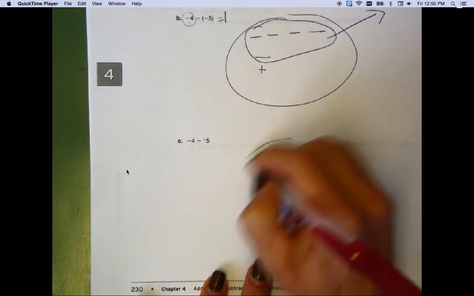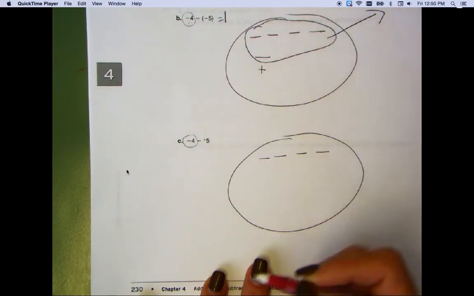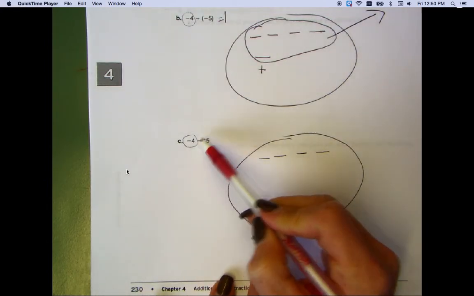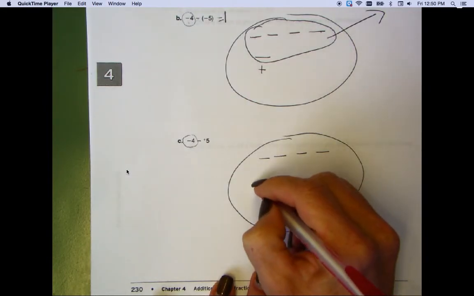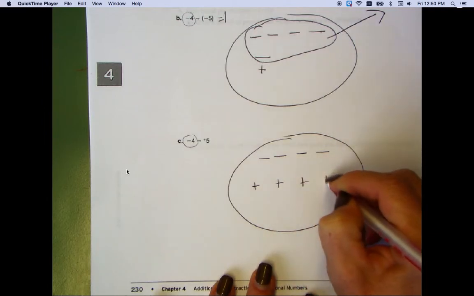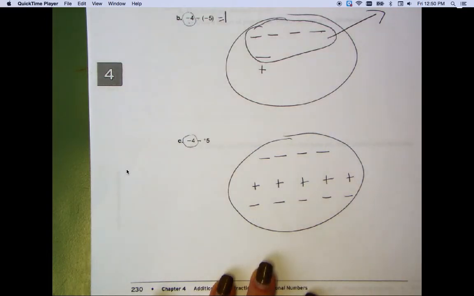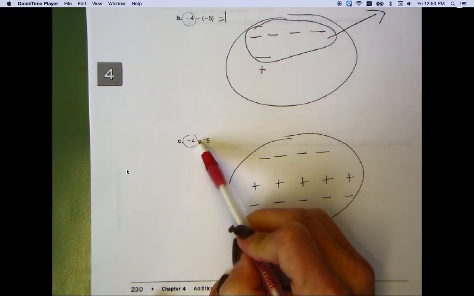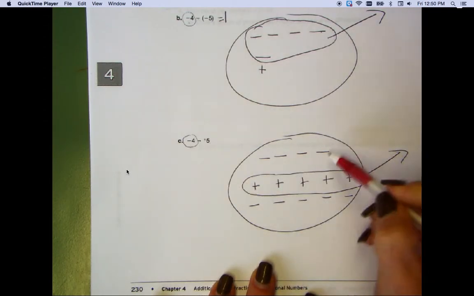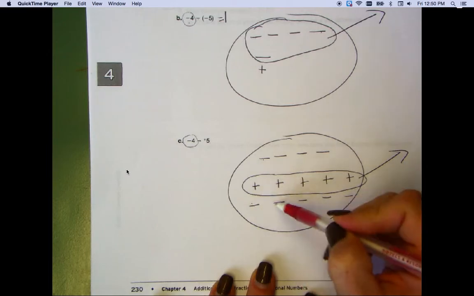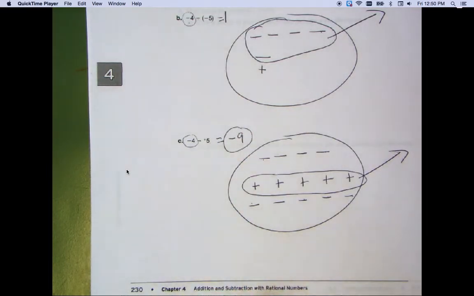Let's try another. I'm starting with 4 negatives. I need to take away 5 positives. I don't have any positives here. So I have to put 5 positives on the plate, but then I have to put them on as 0 pairs, otherwise I change the value. Now I can take away 5 positives, and I'm left with 1, 2, 3, 4, 5, 6, 7, 8, 9. I'm left with 9 negatives. That's my solution.